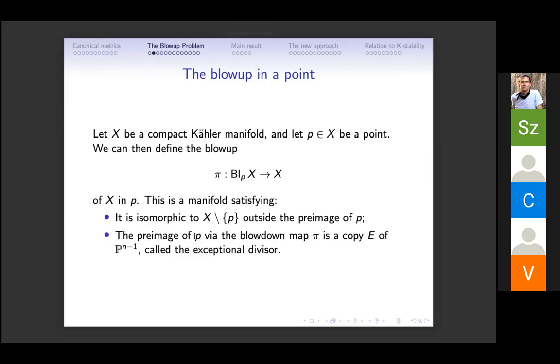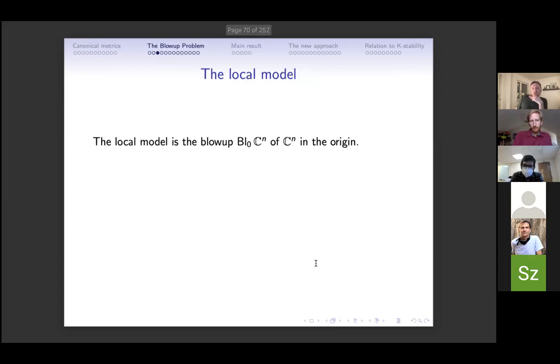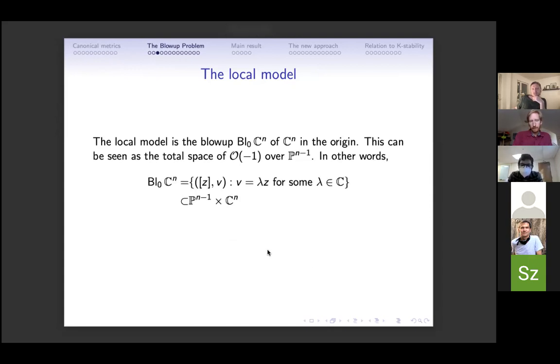And so the pre-image of the point via this map from the blowup to the original manifold is just a copy of P^(n-1), called the exceptional divisor. So really the local model here is blowing up C^n at the origin. This consists of pairs of points in P^(n-1) × C^n, so that the C^n component lies in the line determined by the point in P^(n-1). So the C^n component is a constant multiple of the P^(n-1) component.